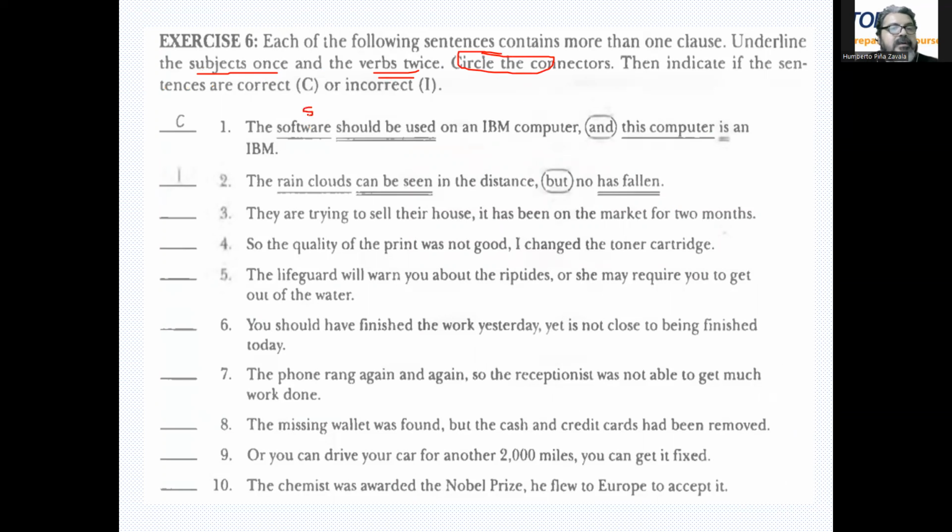We got the software should be used, and this computer is an IBM, right? This is correct. We have the connector and preceded by a comma. Everything is fine. The rain clouds can be seen in the distance, but has fallen, right? This is incorrect because even though we have the connector, the comma, we're missing a subject, right?